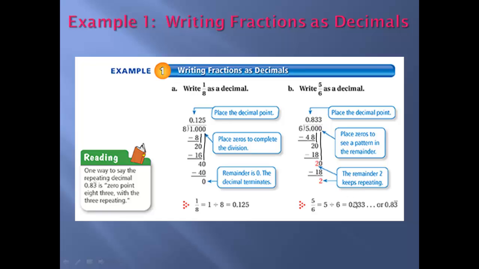So we can write this as 0.833, and then the dots after, so it repeats, or we can write it as 0.83 with a line above the 3 to show it is repeating. This means that the 3 is what repeats. For A, since this one ended, it was 0.125, this was a terminating decimal. For B, since we had the 3 that repeats, this would be a repeating decimal.